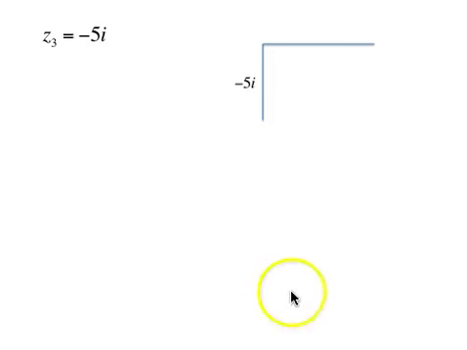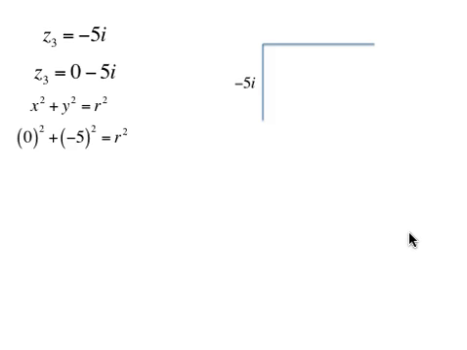And next we have z3 is negative 5i. So here's the real number line, but there's nothing, it's 0, and then it drops 5 in the imaginary direction. The length of this, I hope, is obviously 5, but if you want to see it come out, there's the long form: 0 in the real direction, negative 5 in the imaginary direction, 0 minus 5i. You could say x squared plus y squared is r squared. 0 squared plus negative 5 squared is r squared. And we get 5 as r.